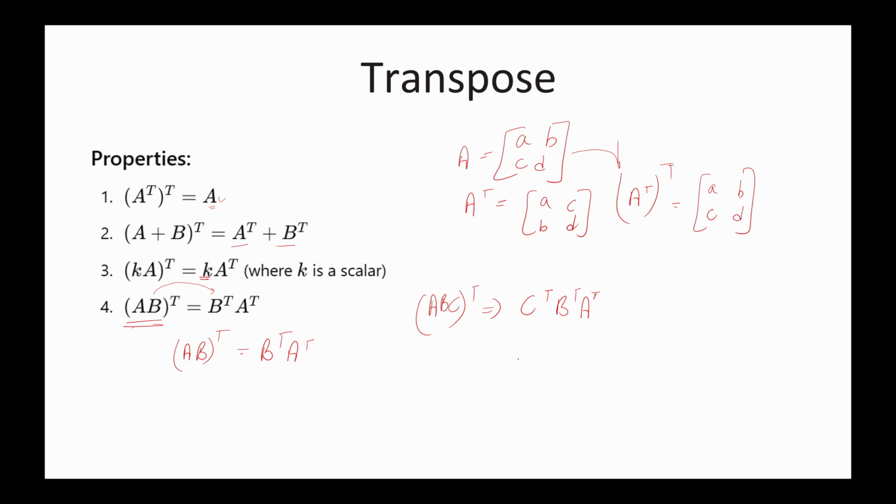So you must remember this thing, that after multiplying 3, let's say, matrices, and I have to find out the transpose of those 3 matrices together, then if I have to find out the transpose separately, it would become reverse. It would become in reverse order. So this is an important property you must remember of transpose.